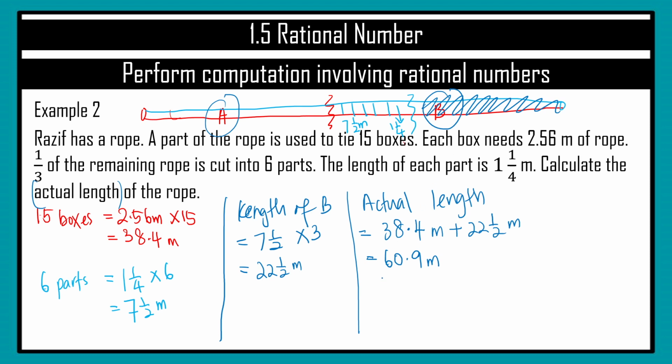Alright, so if it's a mixed fraction, I'm going to write 6 9/10. Depending on the question, you can leave it at 6.9 meter, or you can leave it at 6 9/10 meter.